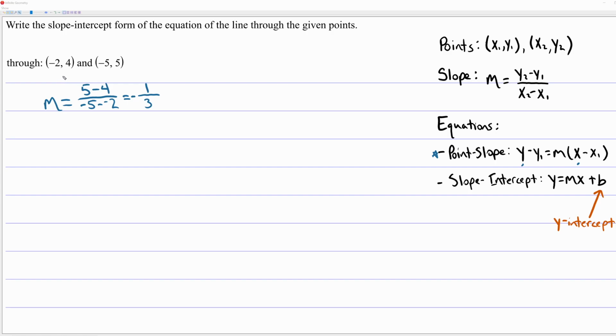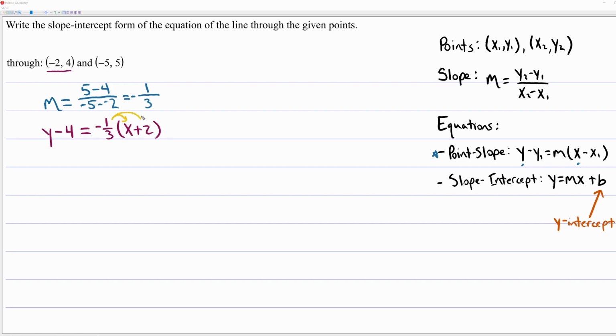I pick either one of these points, it doesn't matter. I'm going to pick this one since the numbers are different. And we write down point slope form. So the variable y minus the y coordinate of this point, so y minus y1, equals m, the slope, times x minus x1. Now x minus negative 2, I'm going to go ahead and write as x plus 2. So that's the equation in point slope form. And now I'm going to solve for y because the instructions say that I need slope-intercept form.